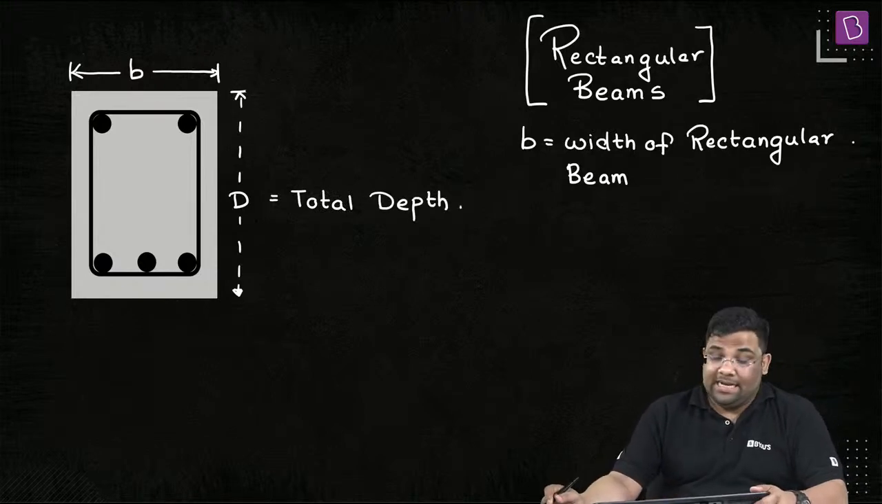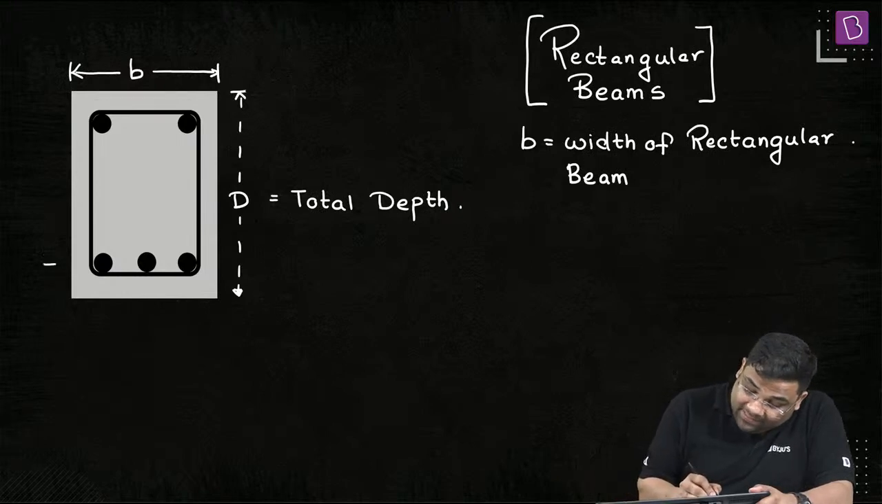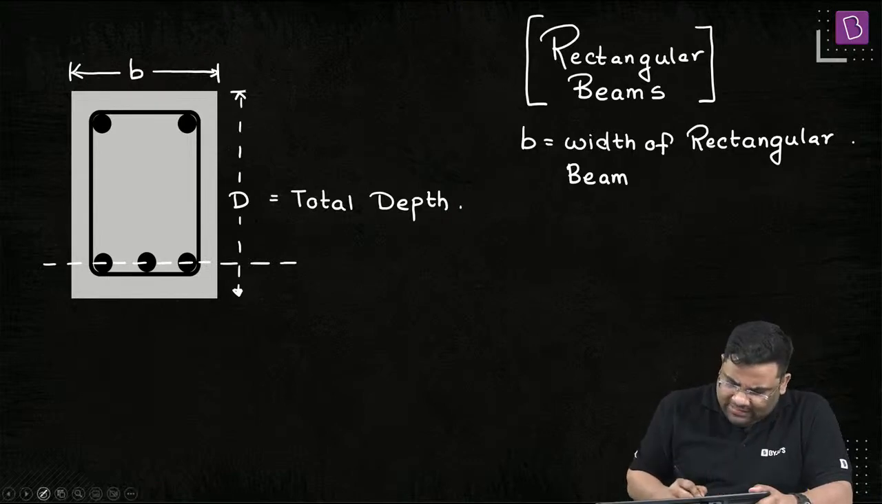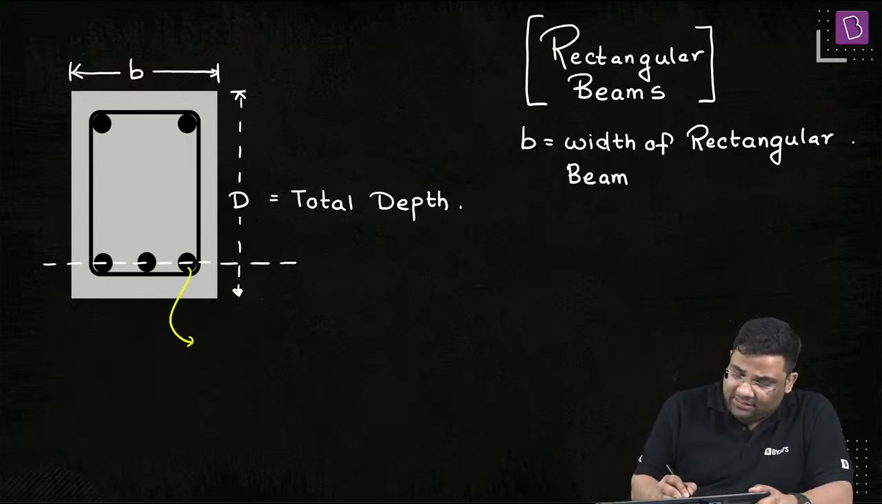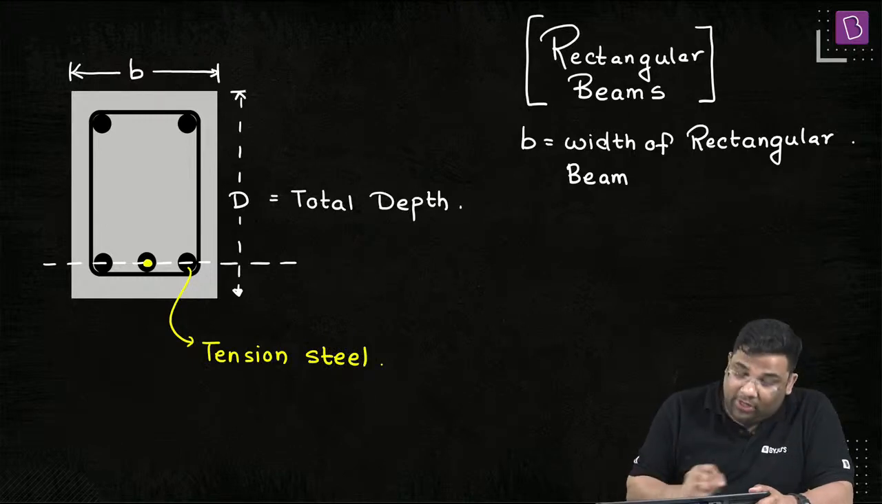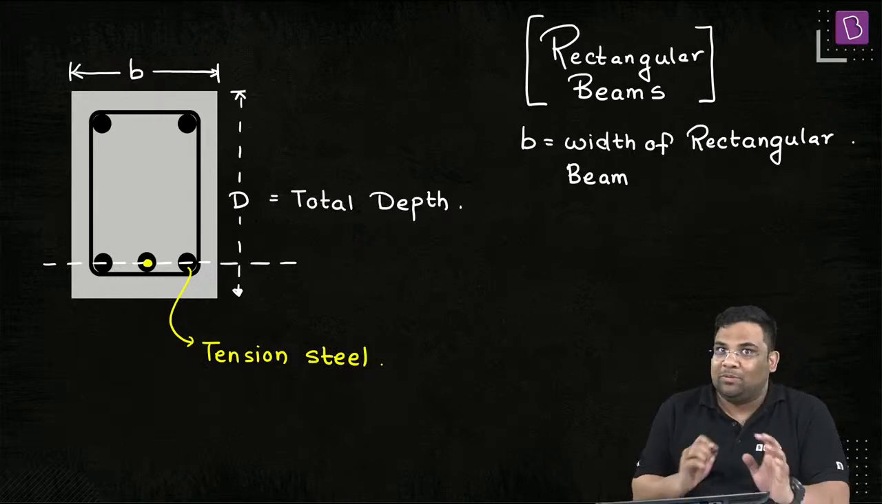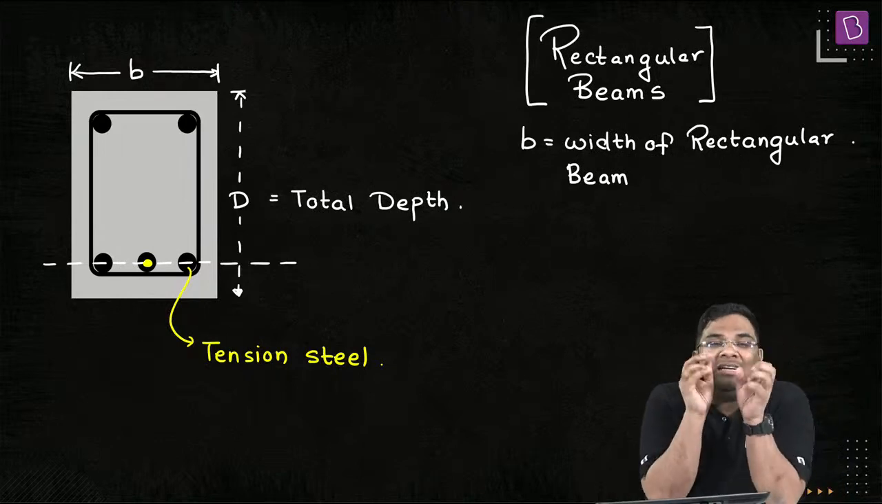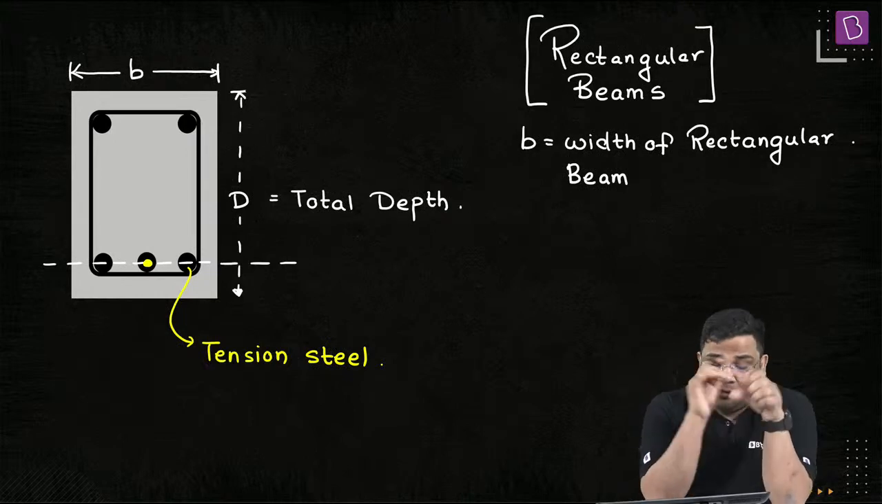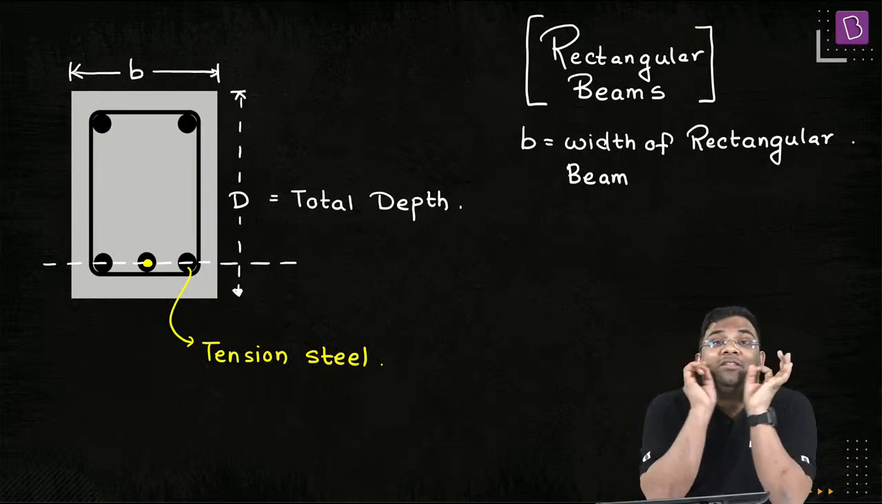The next parameter is effective depth. Now what is effective depth? You see, this is the tension steel, right? So this will be the centroid of tension steel. We consider three bars, suppose. There can be more bars, but just as an example, three bars are there. So this is the centroid of tension steel.